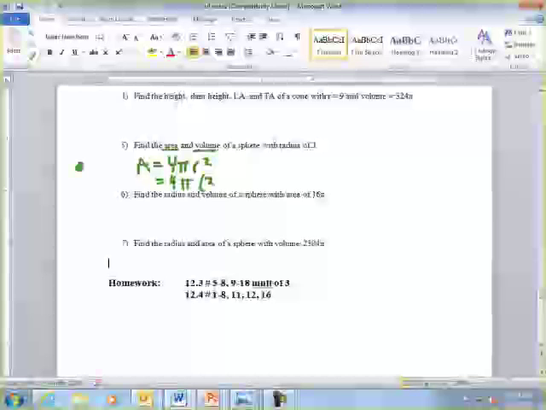And we're told that we have a radius of 3, so we can plug that in. Square the 3, we get 9. 9 times 4 is 36, and the pi just tags along.